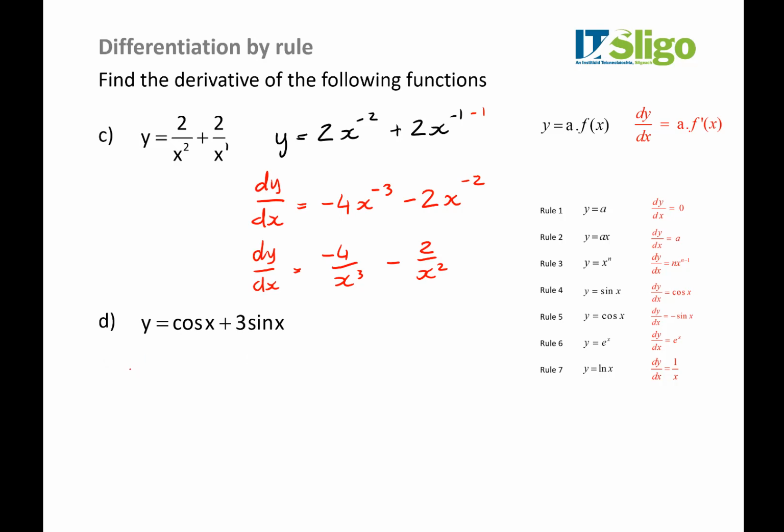This one is fairly straightforward. I don't need to adjust it. dy dx. The derivative of cos x is minus sin x. Now the 3 stays there. And then the derivative of sin x is just cos x. So like I said, once you get used to them, it can be a very quick process.